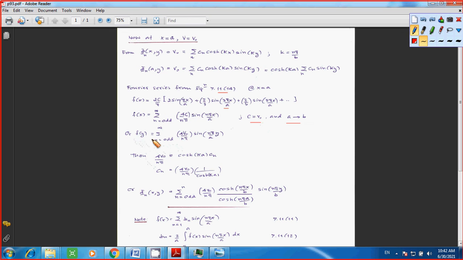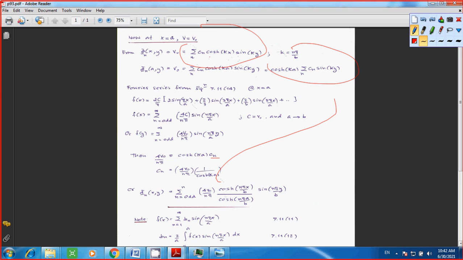And then you can write your f(y) equal to this expression. Then your 4 V0 over n pi, that's going to be equal to this term, and Cn, right? Because you compare two equations. And that means your Cn equal to 4 V0 over n pi divided by hyperbolic cosine ka.